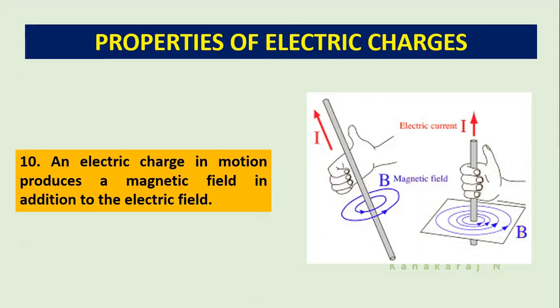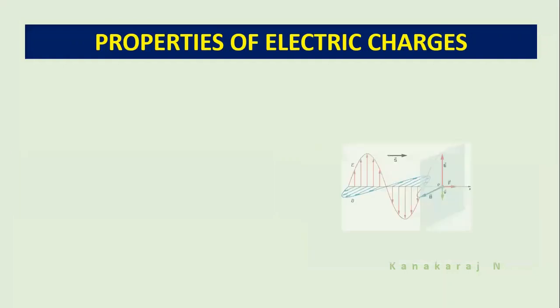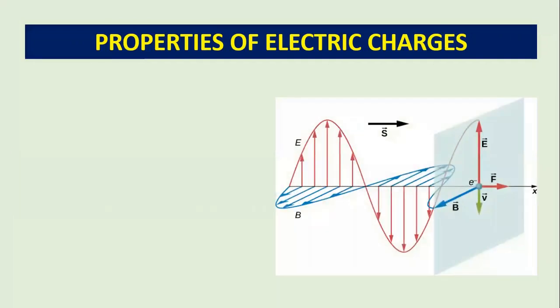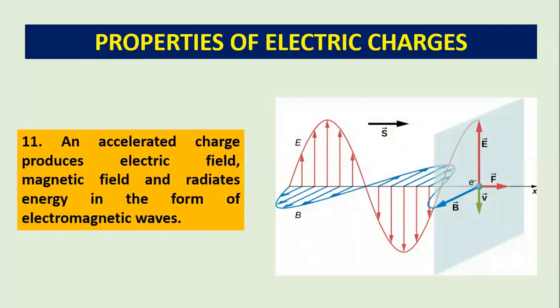All this comes under relativistic phenomena. Suppose you move along with the charge, then you experience only the electric field, but not the magnetic field. If you are at rest and the electron is in motion, you experience the magnetic field. Let us not go beyond our scope. Okay, we go for the next one. Here, charges in acceleration. An accelerated charge produces an electric field, a magnetic field, and radiates energy in the form of electromagnetic waves.